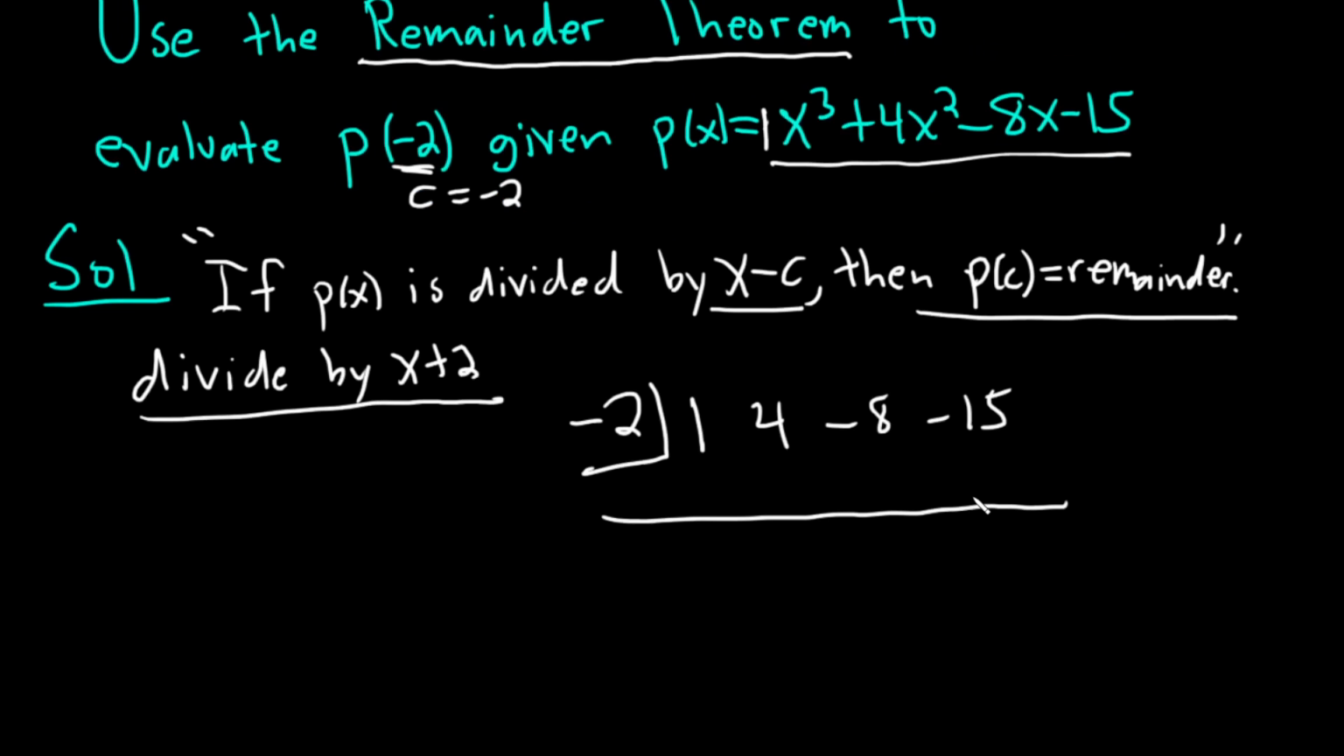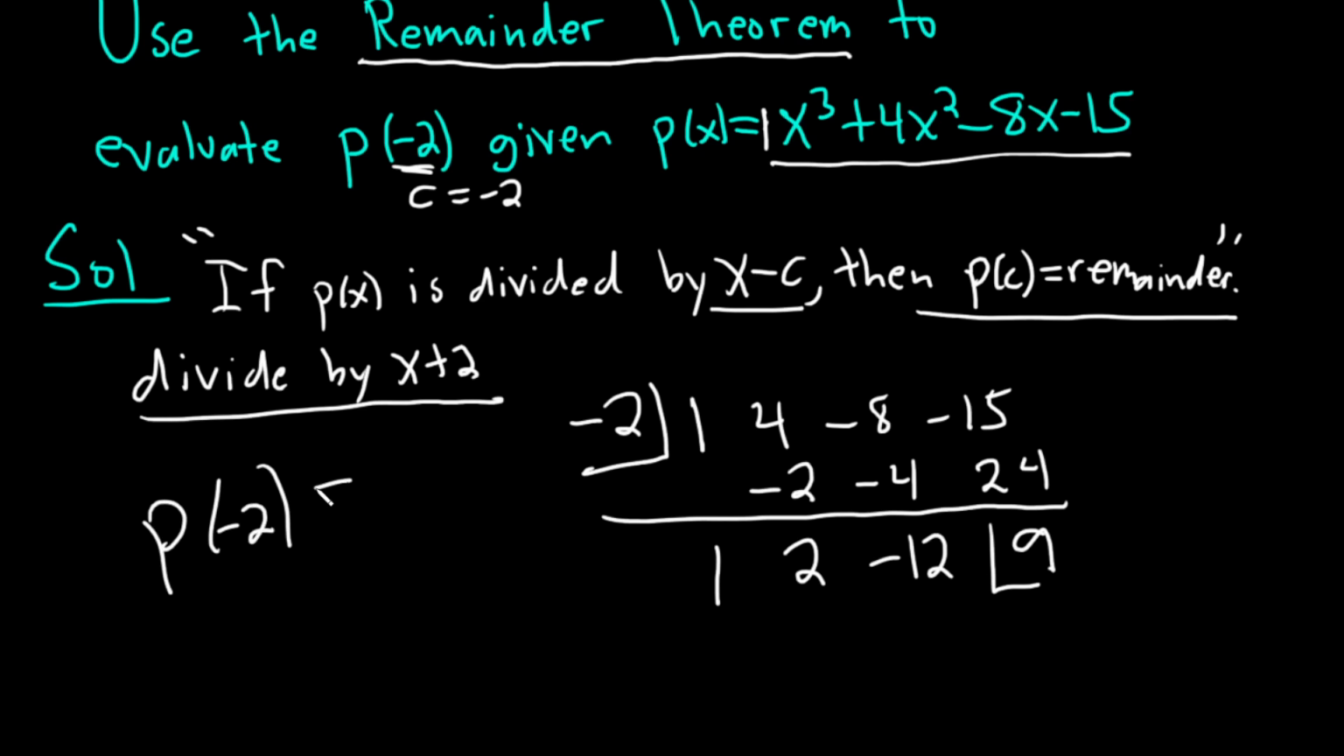The first step in the synthetic division process is to bring this number down. So 1. And then you multiply. 1 times negative 2 is negative 2. We add and we get 2. 2 times negative 2 is negative 4. We add and we get negative 12. Negative 12 times negative 2 is 24. We add and we get the number 9. That's the remainder. So we know that p of negative 2 is equal to 9.